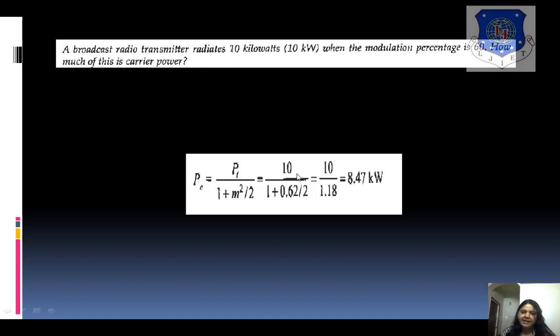So this is 10 upon 1 plus, and the modulation percentage is 60. So here the value of the small m is given to us. It is 0.60, squared and divided by 2. So it is equal to 10 upon 1.18, which is 8.47 kilowatt. Here it's 62. So you can take it and solve it for that.